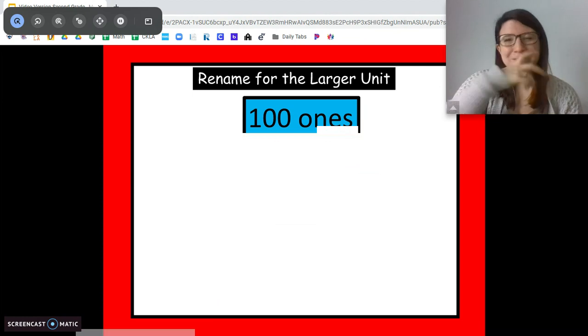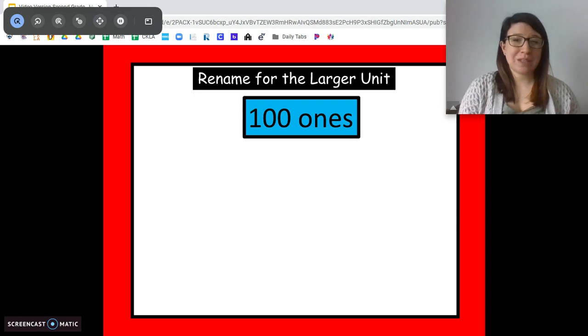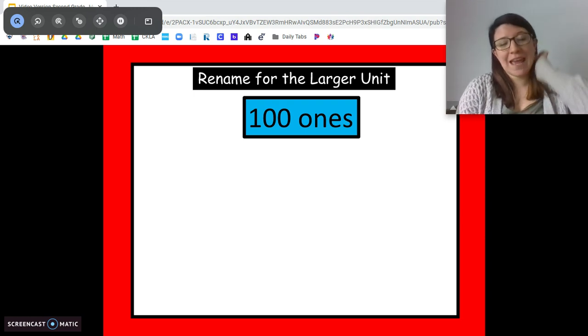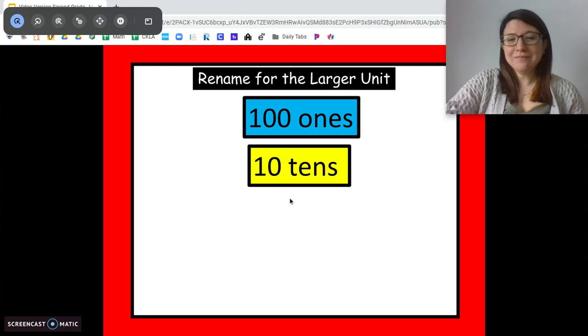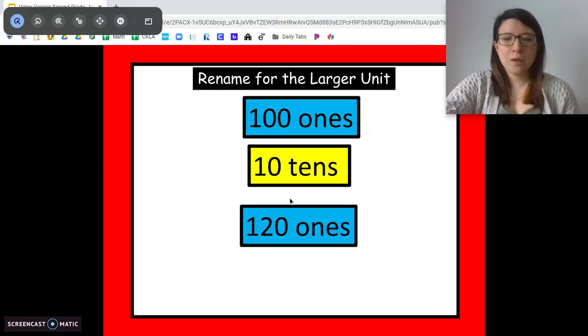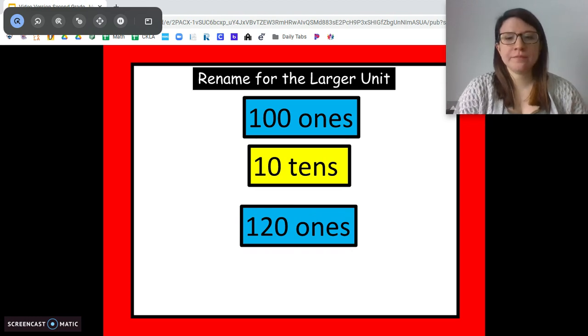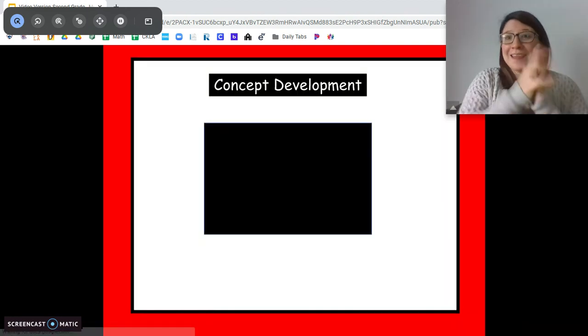What about 100 ones? How many tens would that be? I'll give you a second to think about that. How many tens are in 100 ones? It's going to be 10 tens, right? 10, 20, 30, 40, 50, 60, 70, 80, 90, 100. Ooh, what about 120 ones? How many tens would be in that number? Good, that one's going to be 12 tens. Awesome job. All right, let's get into some shapes.